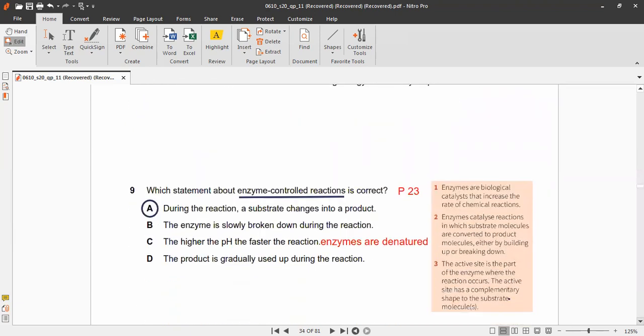Which statement about enzyme controlled reactions is correct? During the reaction, substrate changes into product, because enzymes are biological catalysts that increase the rate of chemical reactions. Enzymes catalyze reactions in which substrate molecules are converted to product molecules, either by building up or breaking down.